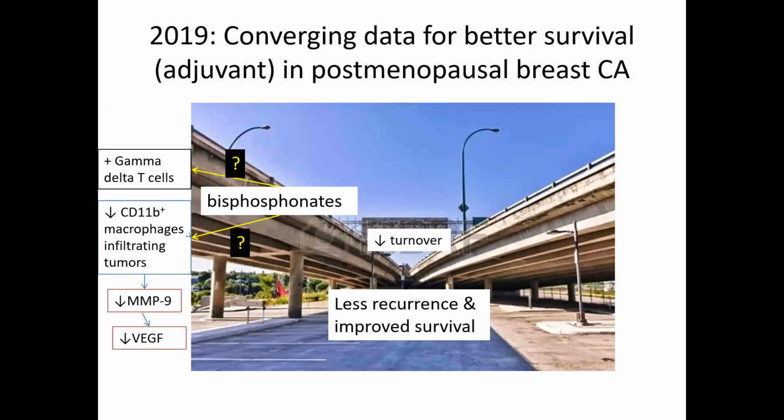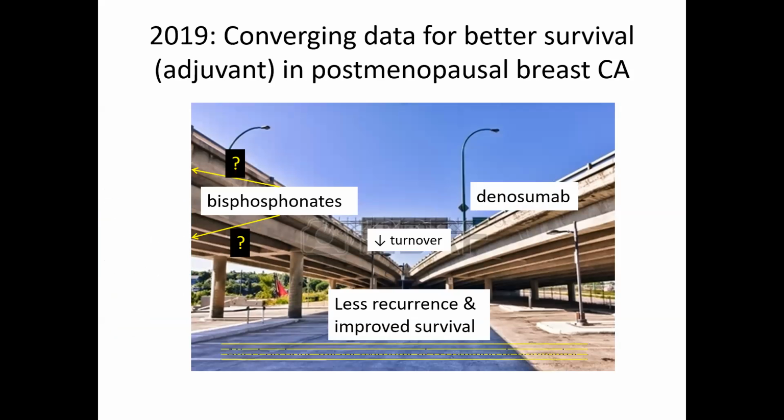Okay. And interestingly, in 2019, there's been some convergence of data, I would say, that with bisphosphonates, you see the putative mechanisms here, where they could induce an adjuvant effect, that were thought about over the years, on the left over here. Then if we click one more time, Nicole. With denosumab, there's also data that emerged. Okay, one more time.